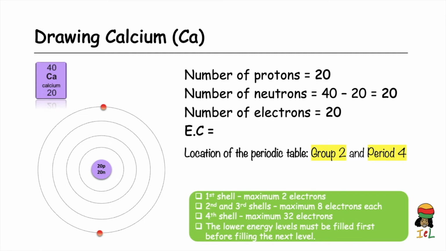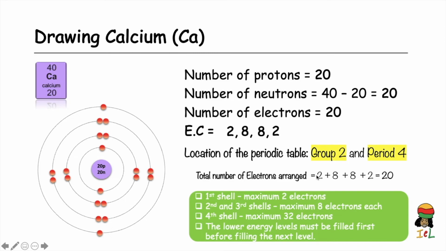Following the electron arrangement rules, we will draw 2 electrons on the first shell, 8 electrons on the second shell, 8 electrons on the third shell. As a result, the electron configuration for calcium is 2, 8, 8, 2, which means there are 2 electrons on the first shell, 8 on the second and the third, and then 2 on the last shell.